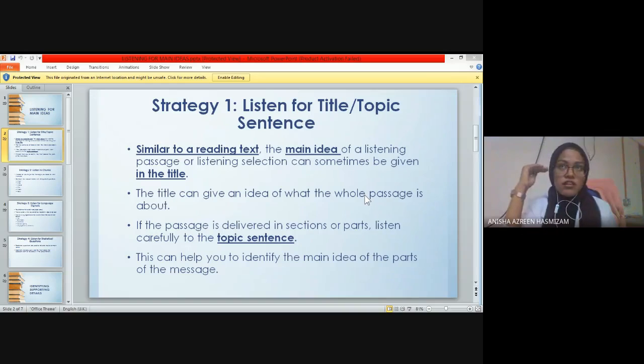So, okay, kalau katakan dia tengah cakap pasal recycling, maknanya main idea dia recycling lah. Kalau tengah cakap pasal reusing, maknanya main idea dia reusing. Terus ke bawah. Sama je. Okay, bayangkan dia katakanlah dalam bentuk teks yang bertulis kan. Tapi sebenarnya dia bercakap. Okay, so this can help you to identify the main idea of the parts of the message. Okay. Move on to the next one.